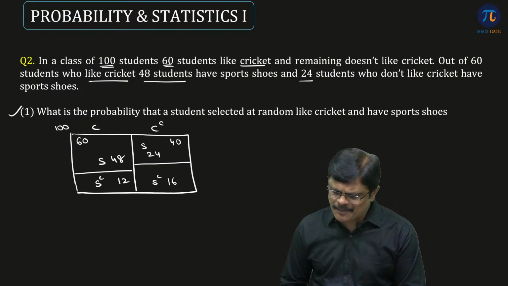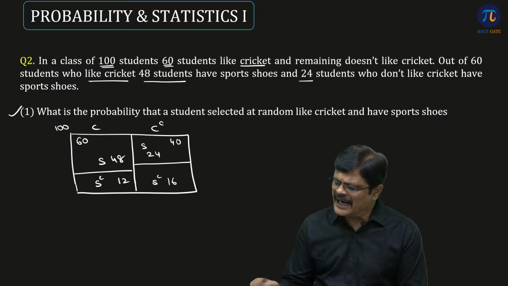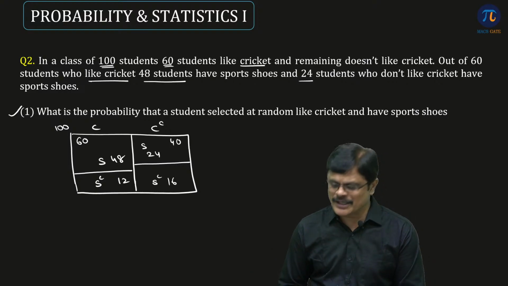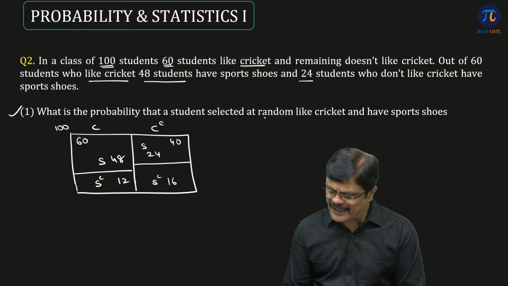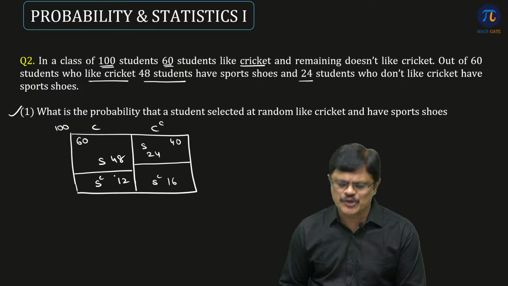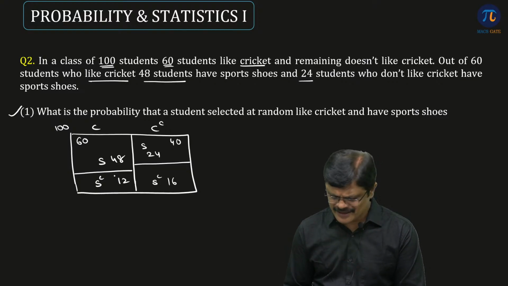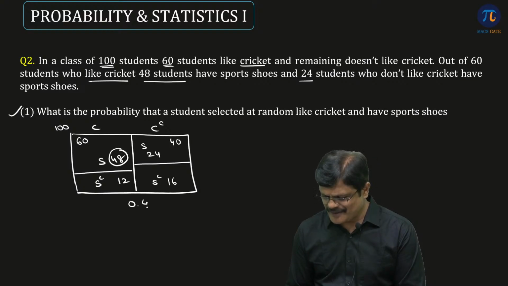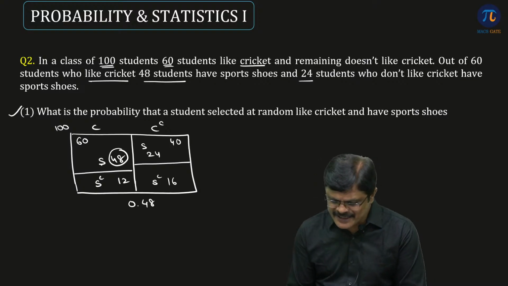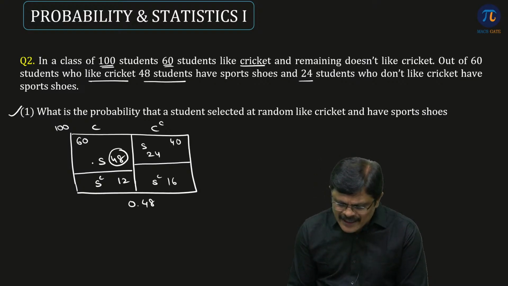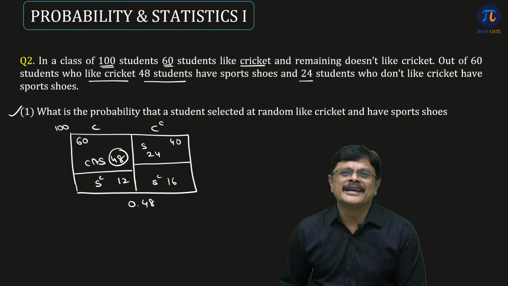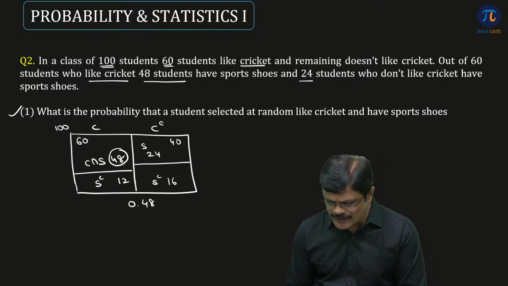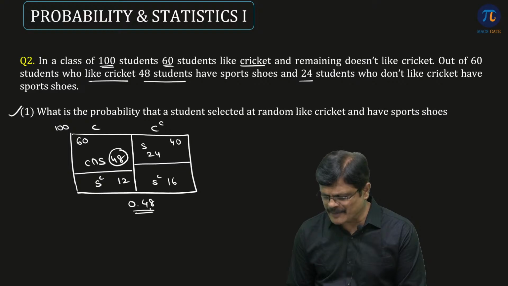Now the question is, what is the probability that a student selected at random likes cricket and has sports shoes? So what is it? You can directly say 48 out of 100. See, this is the situation where he likes cricket and he has sports shoes. So that is 48, so that is 48%.